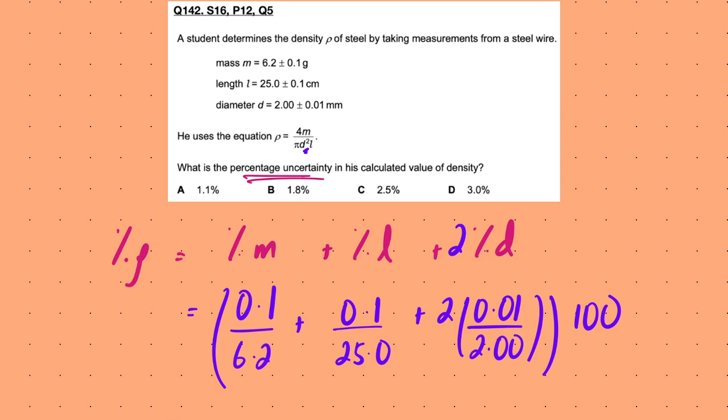So let's do this together. Plus 2 times 0.01 over 2 times 100 is 3.01%. So that's option D. Now the last question that I'm about to do is probably the most difficult question, I would say.